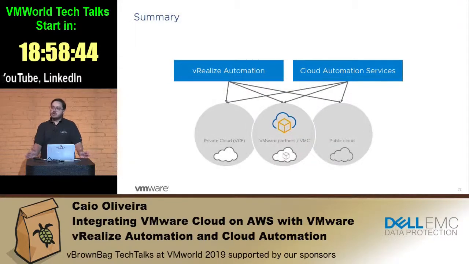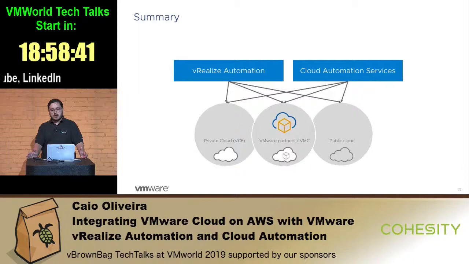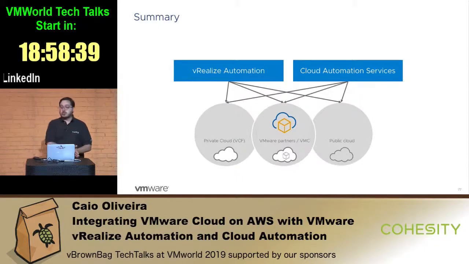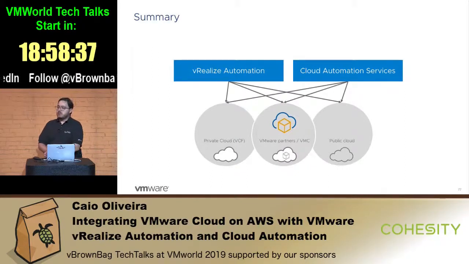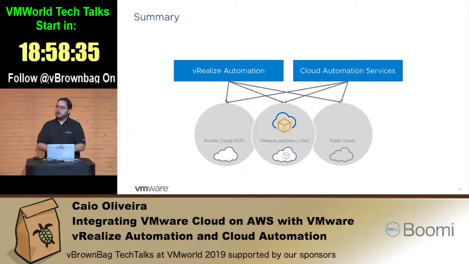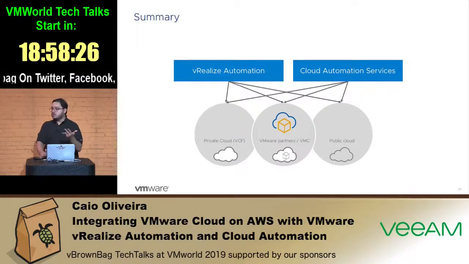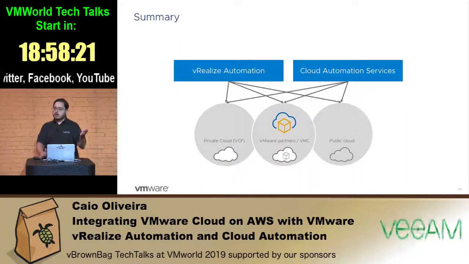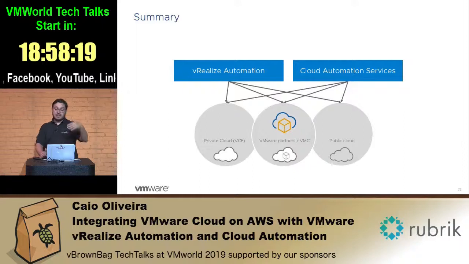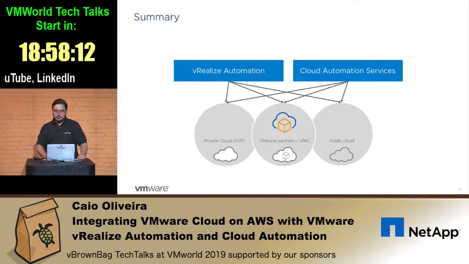And just to finish this and to summarize, both vRealize Automation and Cloud Automation Service can be your automation platform for private cloud, for VMC or any other cloud that's running VMware, and also public clouds, right? Of course, with vRA, you consume that on-premises, license-based. Cloud Automation Service is a SaaS solution that we have, right?